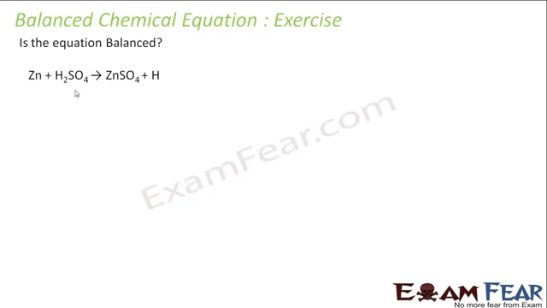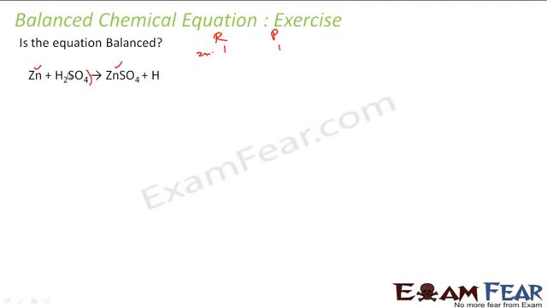So the first equation is zinc plus H2SO4 is equal to ZnSO4 plus H. So let's see if it is balanced or not. So you have this reactant and you have this product. So in reactant you have zinc. How many zinc? 1 zinc. In product how many zinc? 1 zinc. Zinc is balanced.